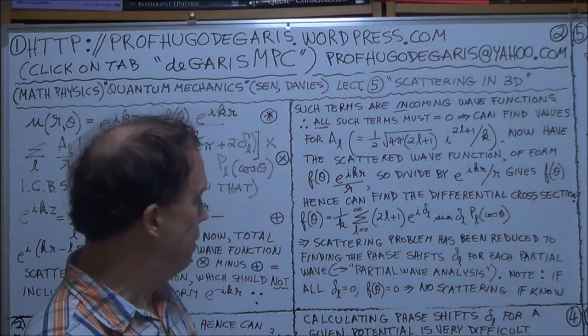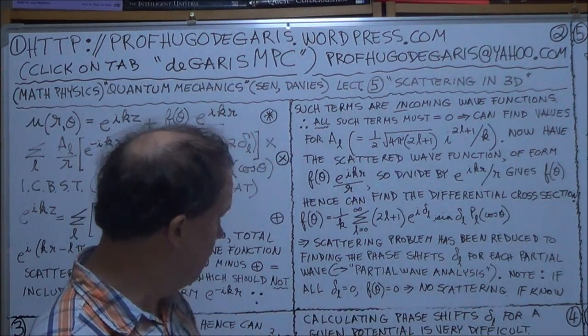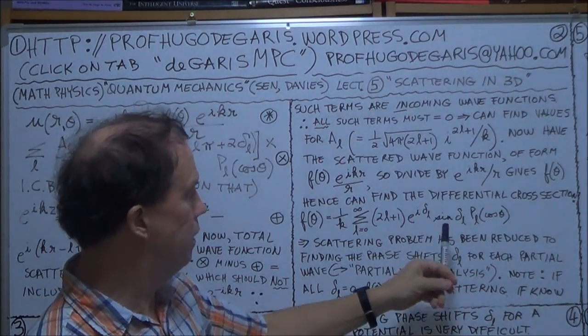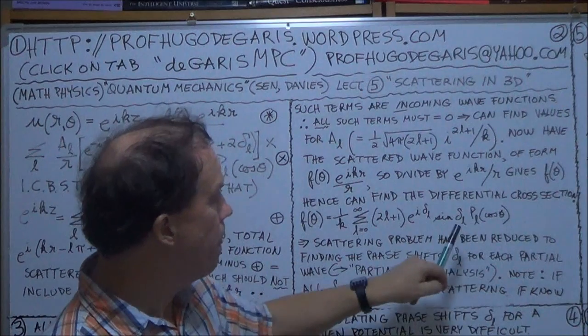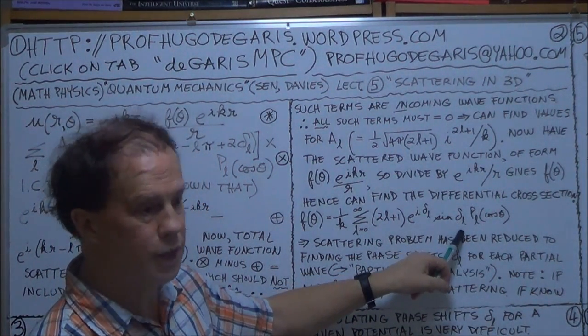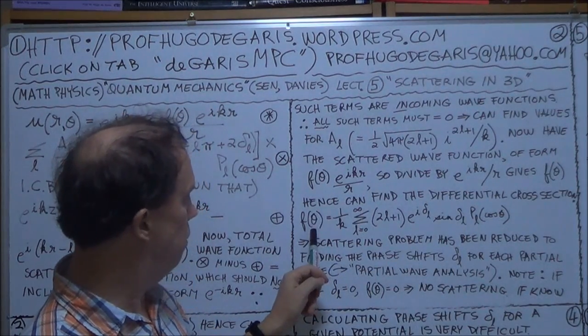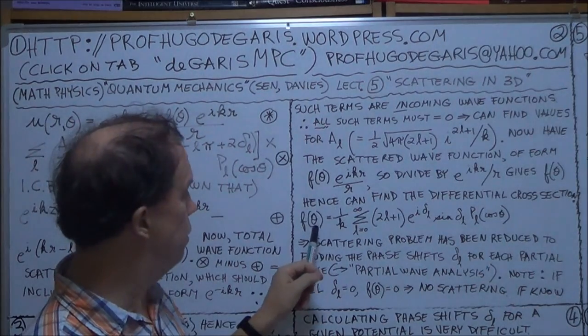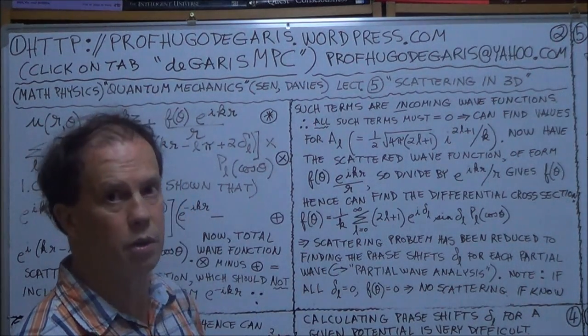Well, that sort of seems common sense. So another remark you can make, which is a lead into the next session: if you know all your deltas, if you know all the phase changes, then you know what your f of theta is, you know what your scattering amplitude is. Continue on the next session.